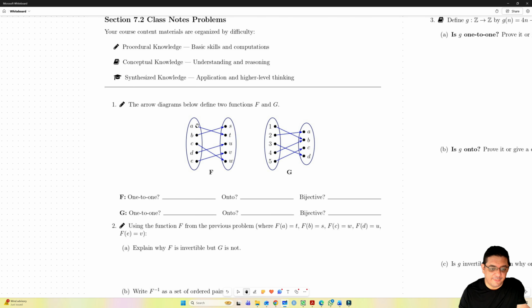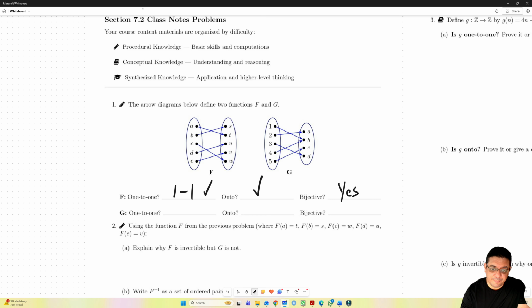As you can see, f is sending all the elements to a single element on the other side. A is sent to t, B is sent to s, C is sent to w, D to u, and E to b. So we have a one-to-one relationship in there. Also, it's going to be onto, because every element in the image has a preimage, so it's also onto. And because it's one-to-one and onto, yes, it's going to be bijective.